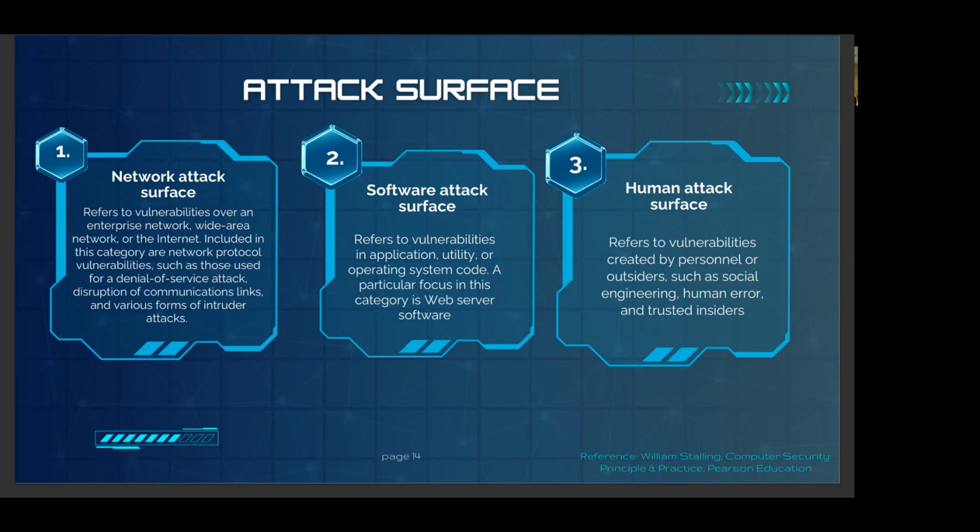And the third one is the human attack surface, and this refers to vulnerability created by personnel or outsiders, such as social engineering, human errors, and trusted insiders. Actually, this is another part that is very difficult to deal with because we don't know humans. If software and network can be monitored, we have SOC, NOC, web application scanners, but this human attack surface, how can we scan? I want to scan you. How can I scan you?